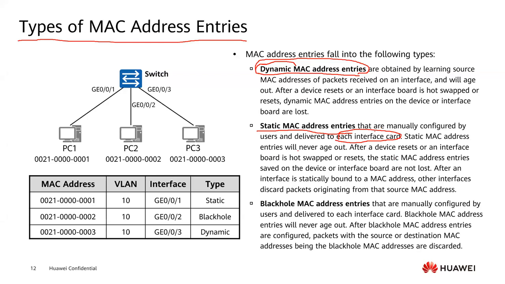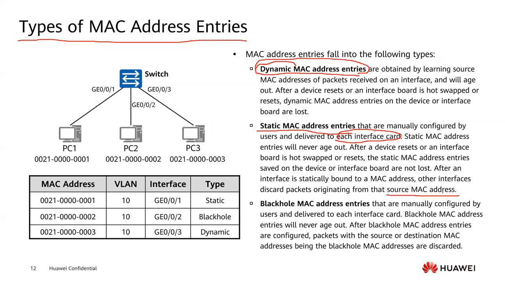Static MAC address entries will never age out. After a device reset or an interface board is hot swapped or reset, the static MAC address entries saved on the device or interface board are not lost. Interfaces are typically bound to the MAC address, and other interfaces discard packets originating from that source MAC address.